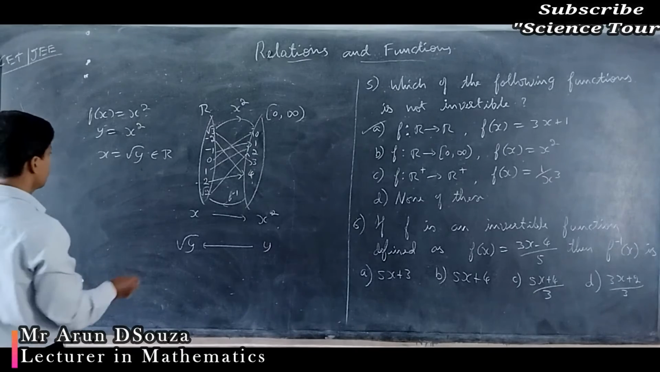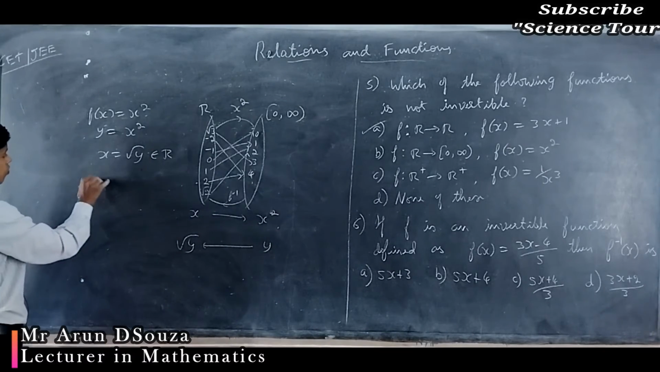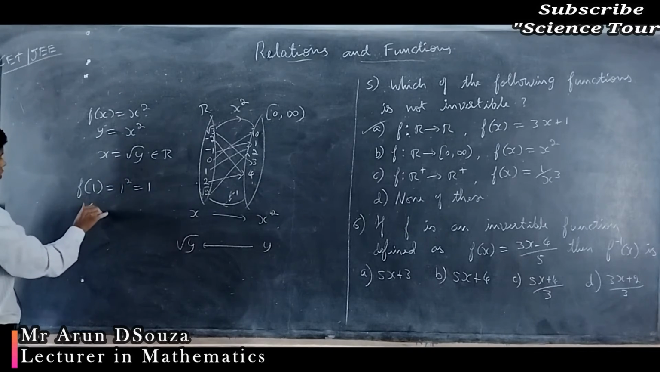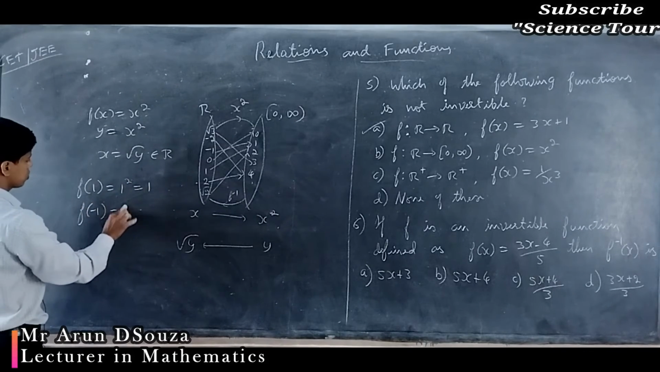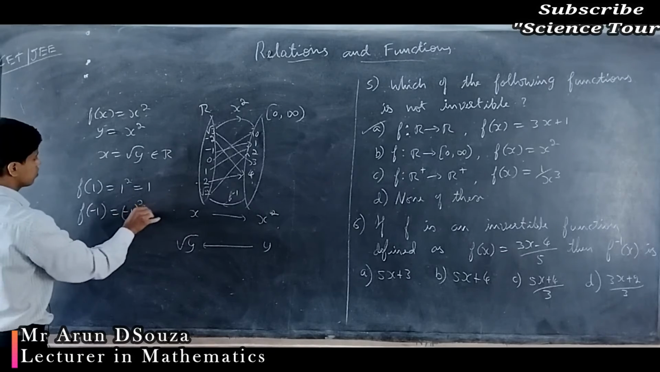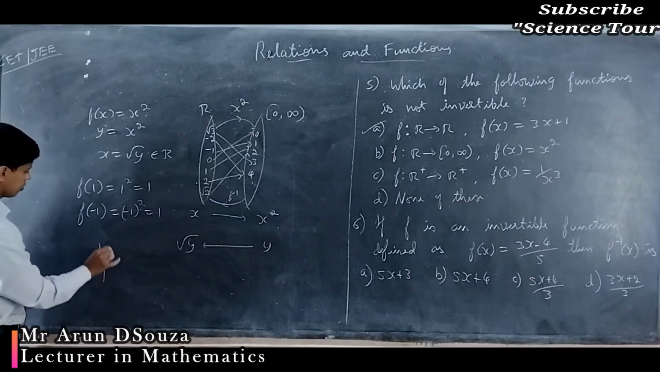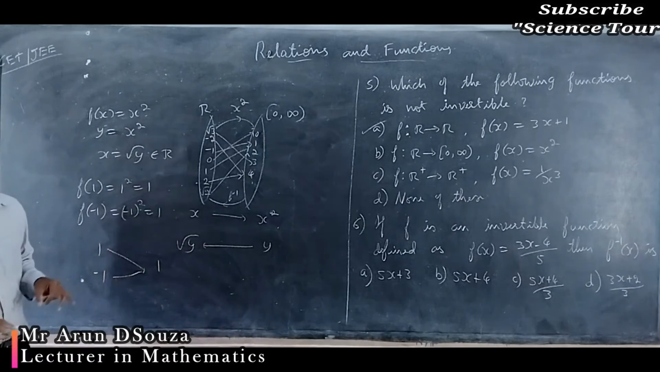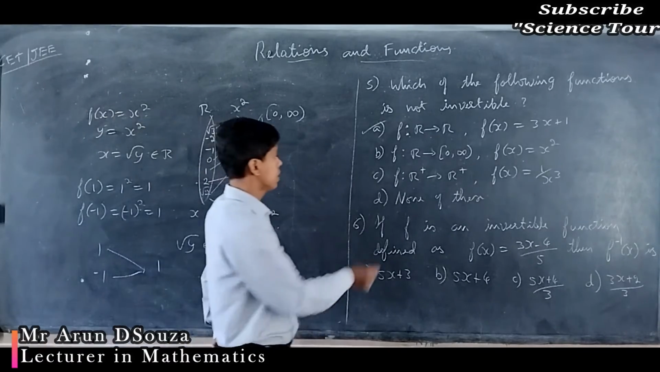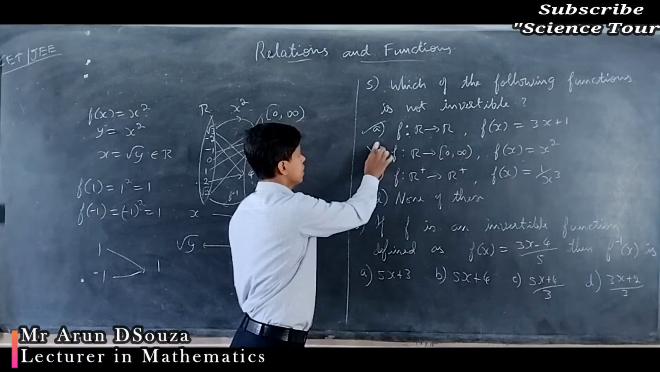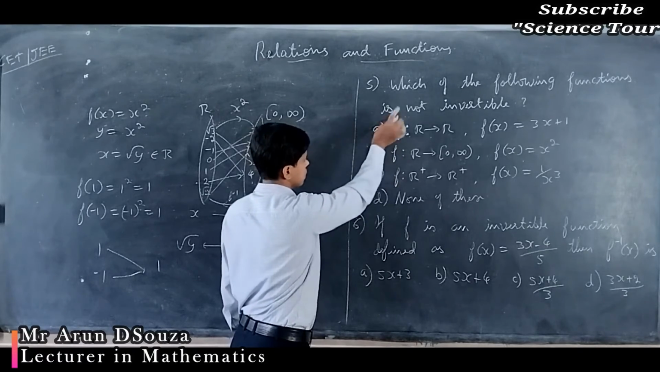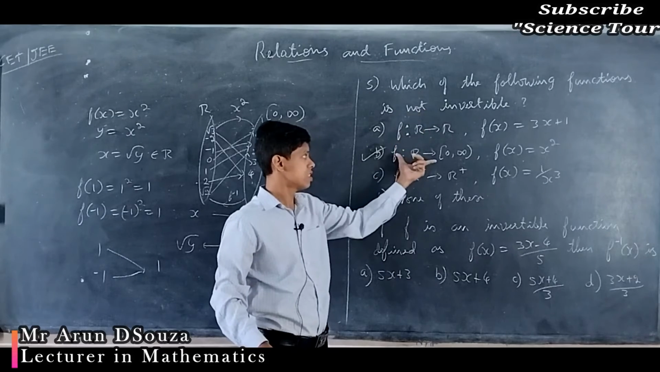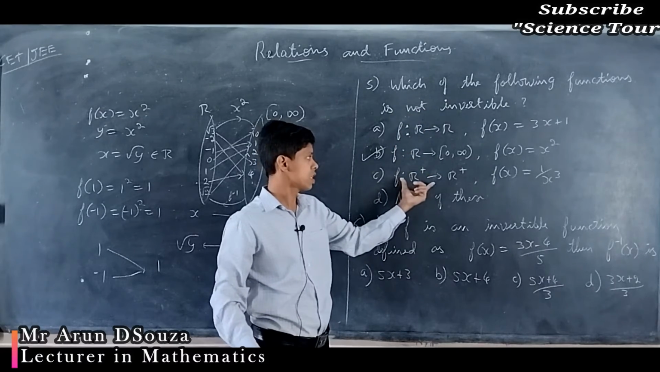But what about 1 1? Understand, f of 1 is 1 square, which is 1. F of minus 1, that is minus 1 whole square, which is also 1. That means 1 and minus 1 both are going to 1. So it is many 1. If it is many 1, then this is not invertible. Therefore the required answer is not invertible. What about the next?